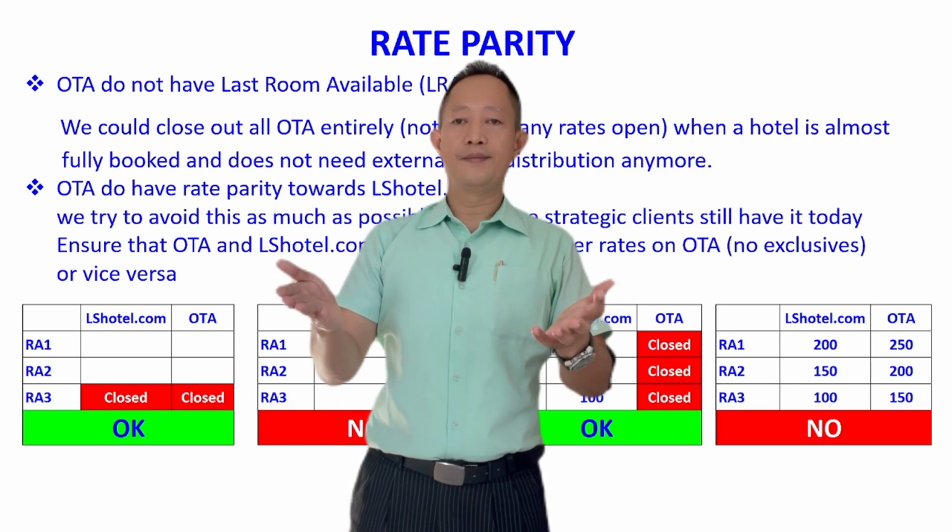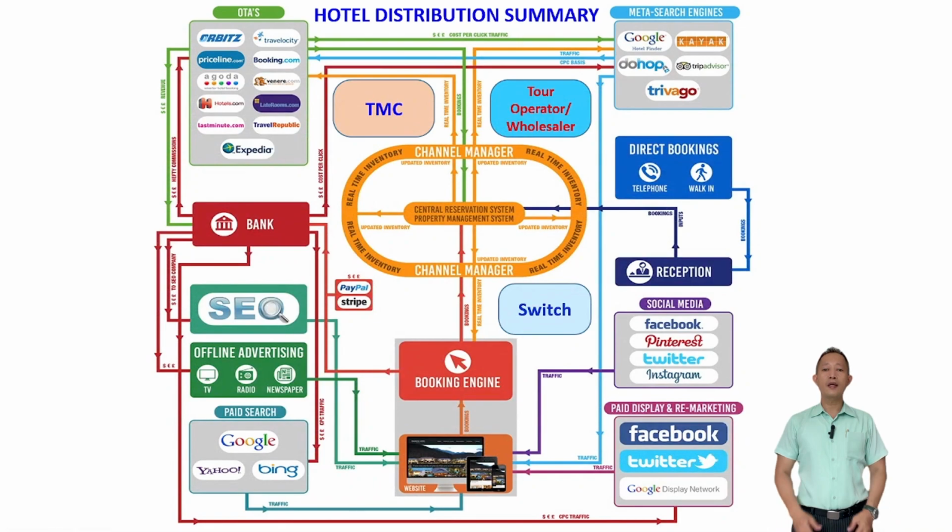Please enjoy. Here is the important slide that you need to know about distribution. This diagram shows what kind of channel, what kind of media, that guests will go through in order to make a booking with a hotel. So we call it the hotel distribution summary.